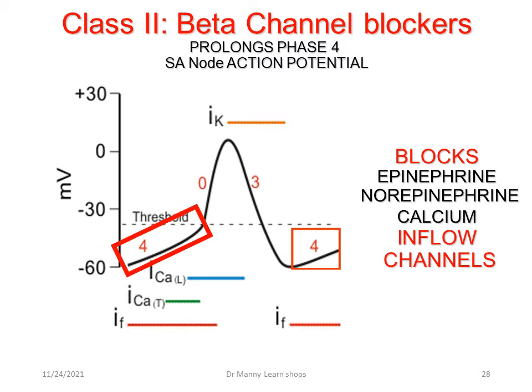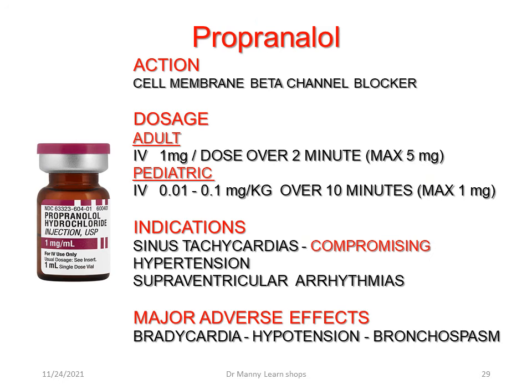As you can see in the graph, phase 4. And this is where the SA node is typically depolarized. Now, propranolol is a good medication. It's a cell membrane beta channel blocker. And the doses we mentioned previously is 1 milligram per dose over 2 minutes, maximum 5 milligrams. Pediatric will be lower, but again, refer to your organizational policy.